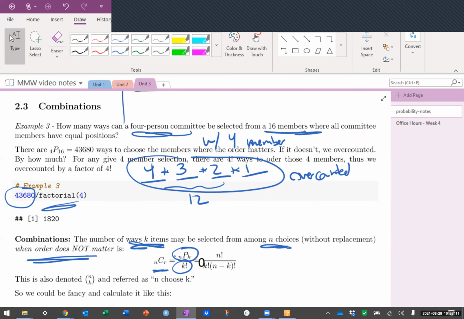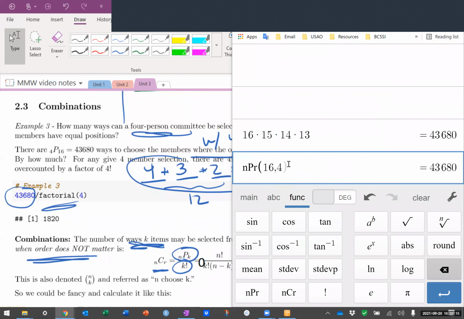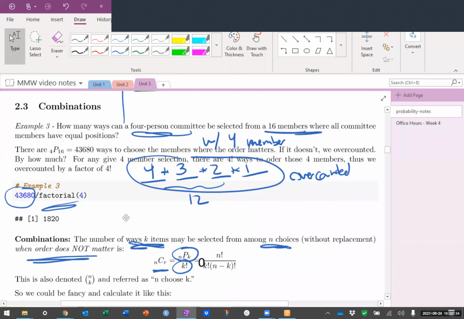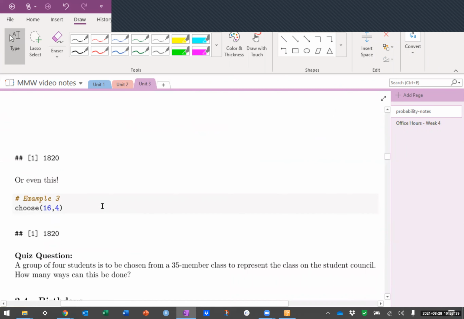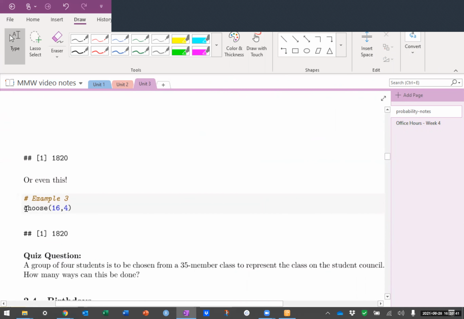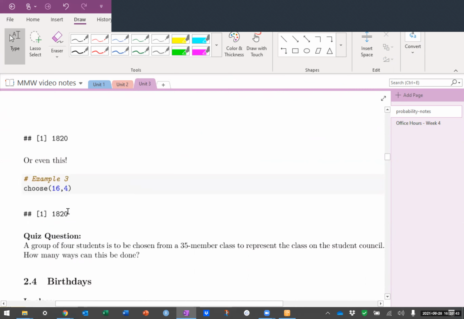You can also calculate it in Desmos like this. nCr, instead of K, it uses R. And we would say 16 comma 4. How many ways can I choose 4 people from a 16-person committee where the order does not matter? So 1,820. Okay, so there are some other codes. Like this is a programming language called R, and that's the code for finding the same thing.